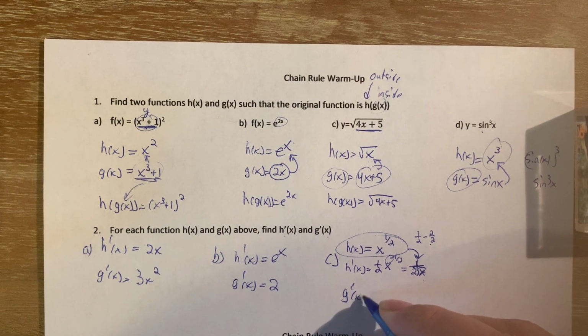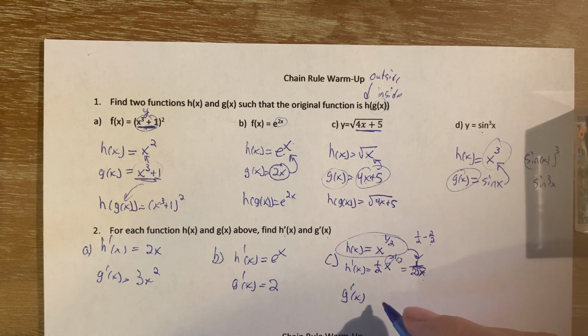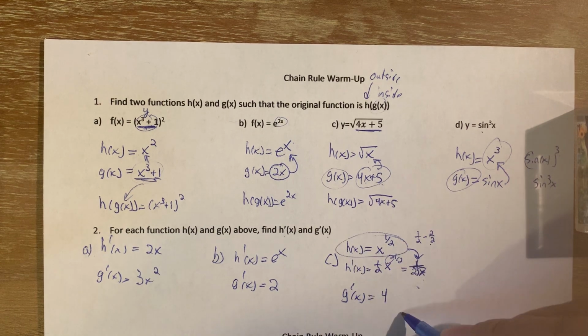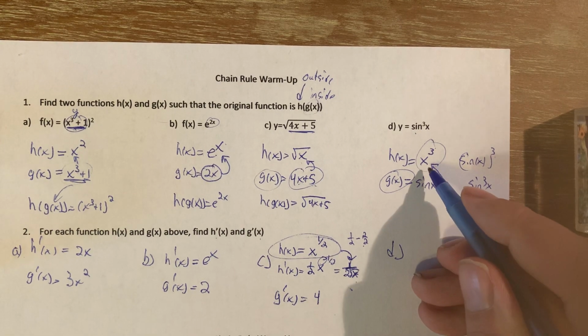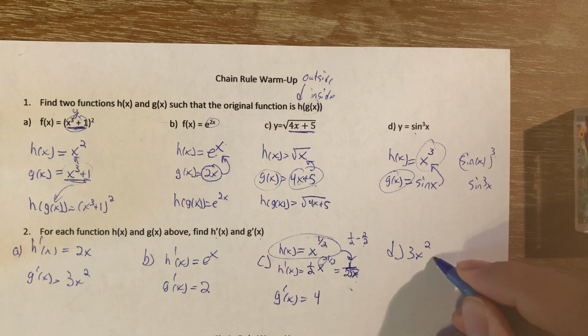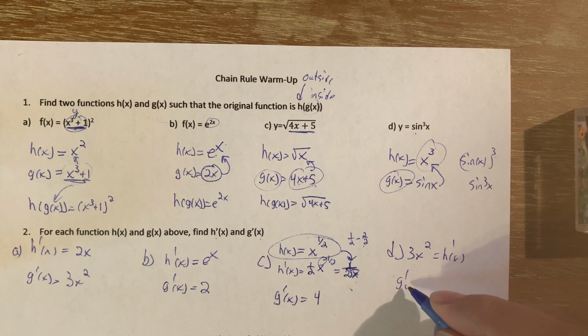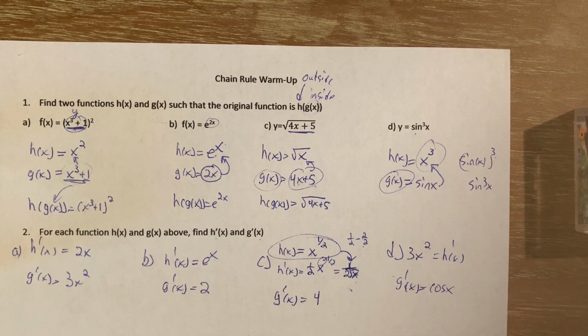And what about g prime of x? The derivative of the inside function, the derivative of 4x plus 5, is just 4. The derivative of a constant is 0, and the derivative of x is 1, so 4 times 1 plus 0. Lastly, d, what is the derivative of x cubed? Well, that's power rule, 3x squared, that's h prime of x. And the derivative of g of x is cosine of x. The derivative of sine of x is cosine of x.